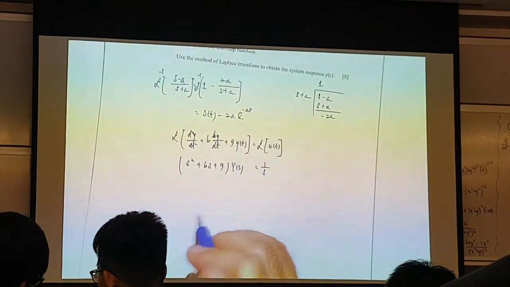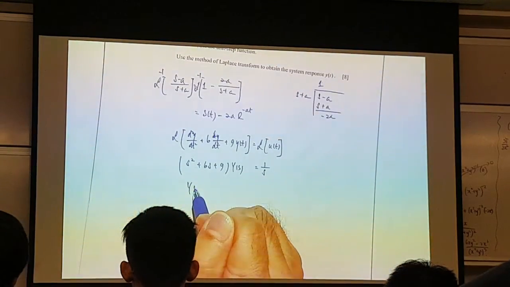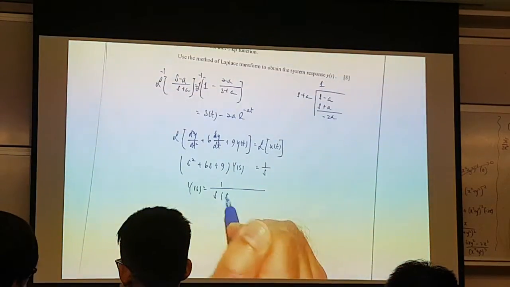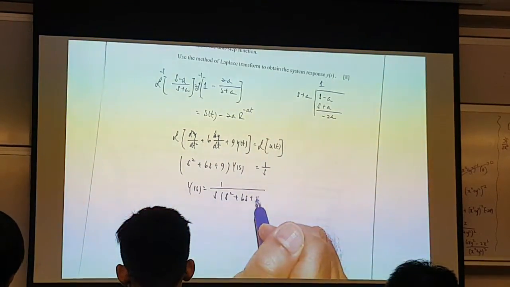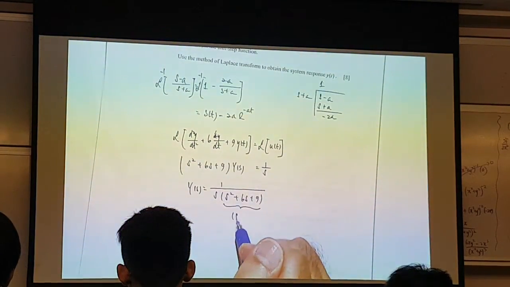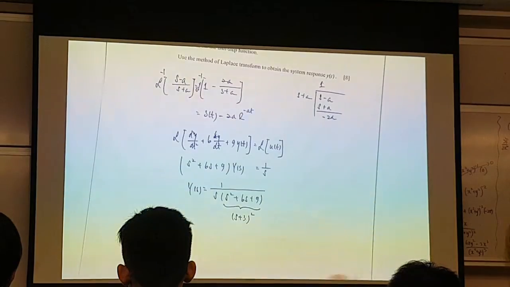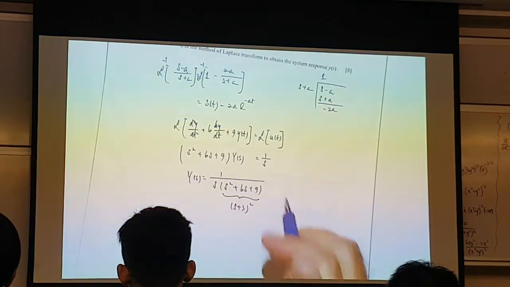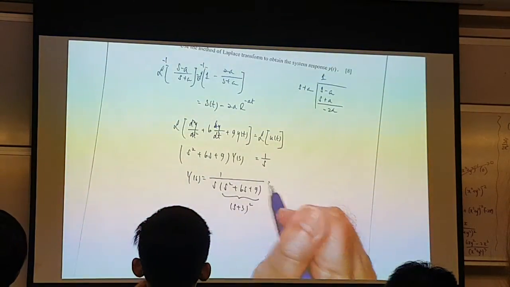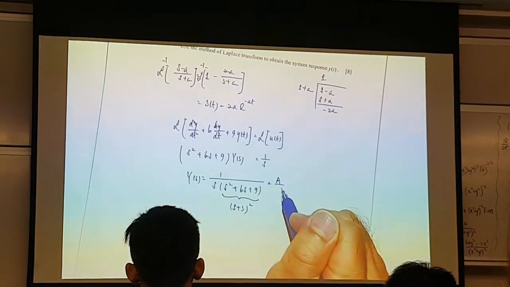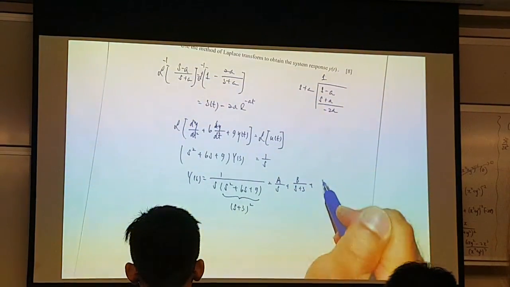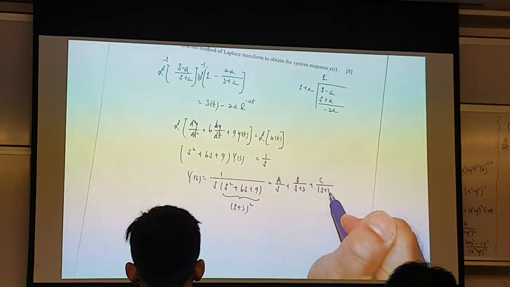And then straight away, you have Y(s) equal to 1 over s times s squared plus 6s plus 9. And of course, this basically is going to be what? This basically is going to be (s plus 3) squared, which is your repeated roots. So if you were to do partial fraction expansion, you have A over s plus B over (s plus 3) plus C over (s plus 3) squared.